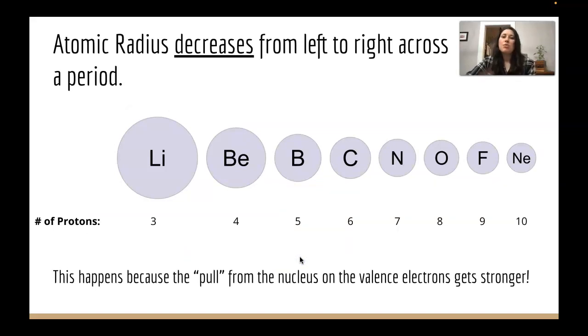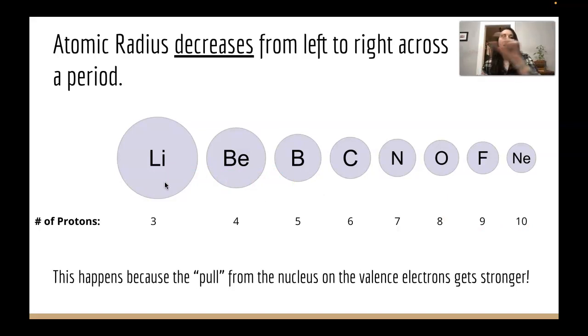So let's talk about this. How does atomic radius change when we go left to right across a period? So atomic radius decreases from left to right across a period. If you look at period 2, lithium, beryllium, boron, etc., you can see represented here that the lithium atom is the largest out of the whole period. That might sound a little counterintuitive because neon has more mass than lithium. Neon has 10 protons, it has more neutrons and electrons than lithium, so why is it so much smaller? And this is because everything in period 2, they all have 2 orbitals in their Bohr model.